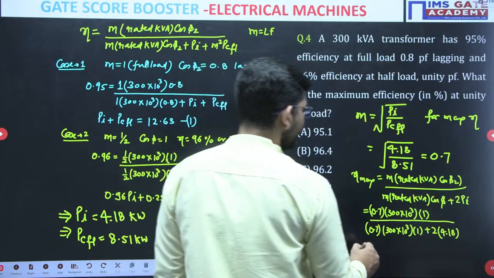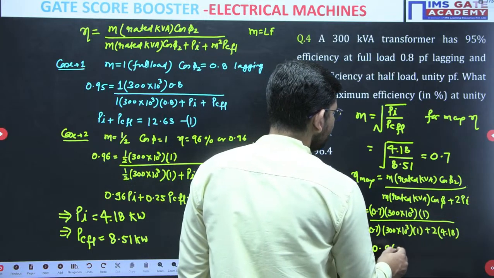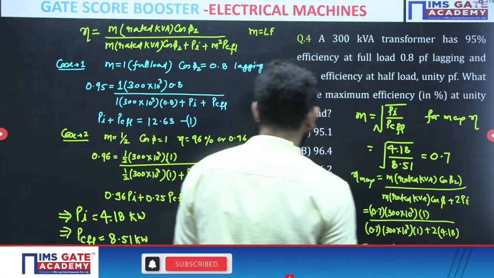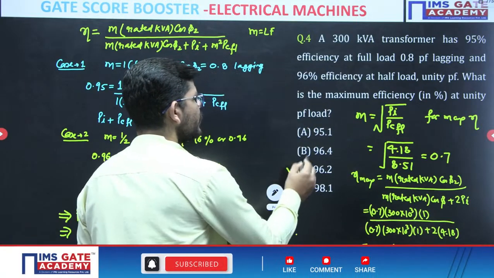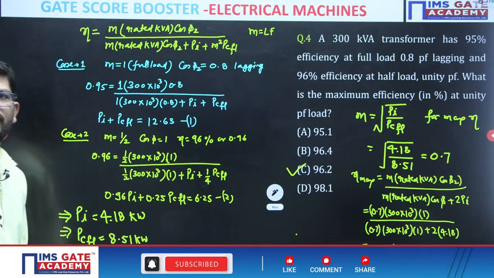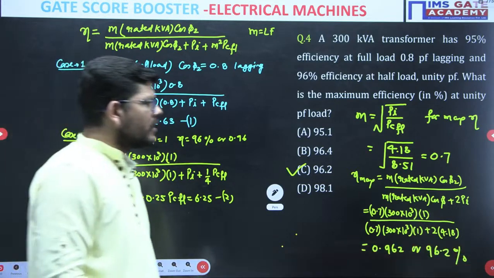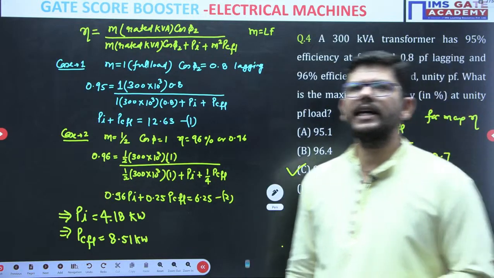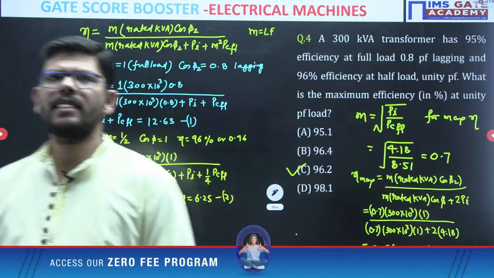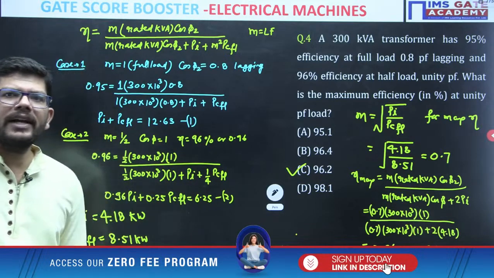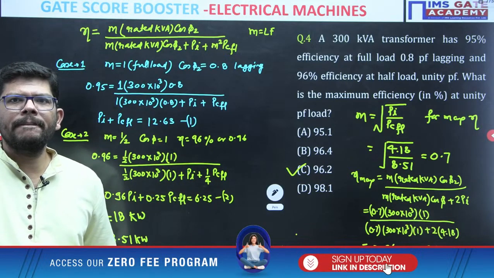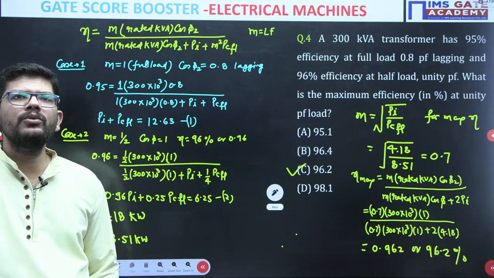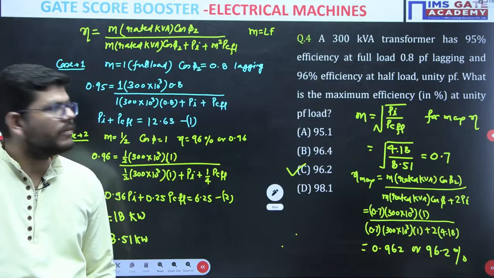So when you solve this, you will get 96.2% as the maximum efficiency, right? After solving it, you will get 0.962 or 96.2%, right? So option number C will be the right option. Option number C is the correct answer. So how many of you are getting C as the right answer for this question? Have you calculated? Are you getting C? 96.2%, right?